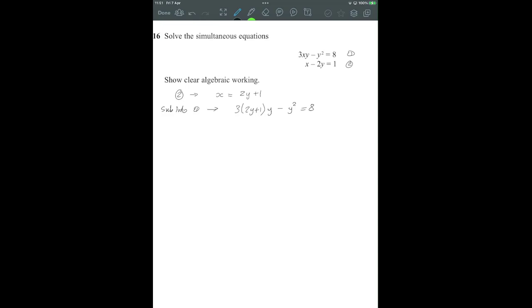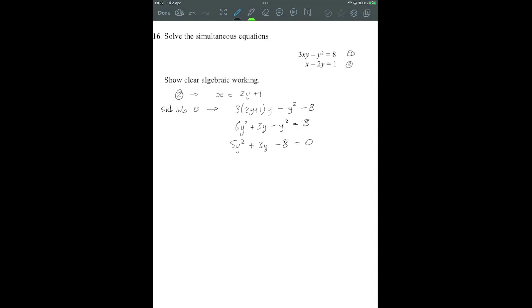This I can solve. Expanding out those brackets, I'm times everything by 3y. 6y squared plus 3y minus y squared equals 8. I've noticed this is turning into a quadratic. For quadratics, I want everything to be on one side. I want it to be equal to 0. Success.